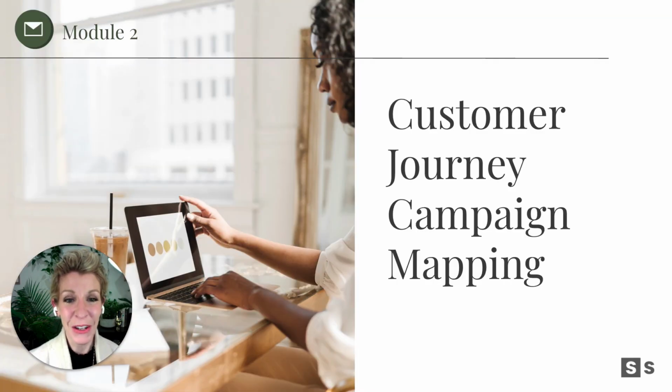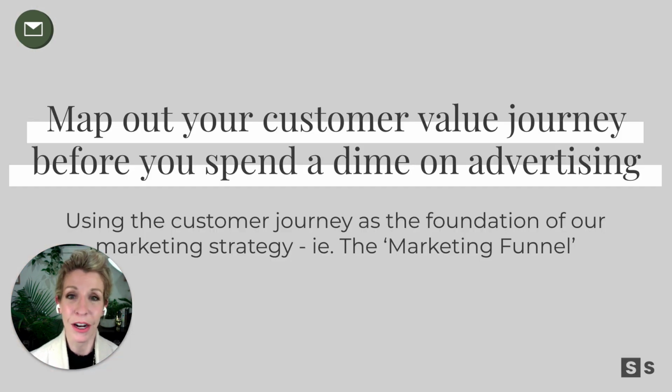So we're going to look at the various campaign types that we want to have in our email marketing strategy. Maybe we start with one, but on the whole, you're going to see how these overarching categories really make sense, depending, again, on where people are in their journey with you. So we want to map this out. We call it the customer value journey.